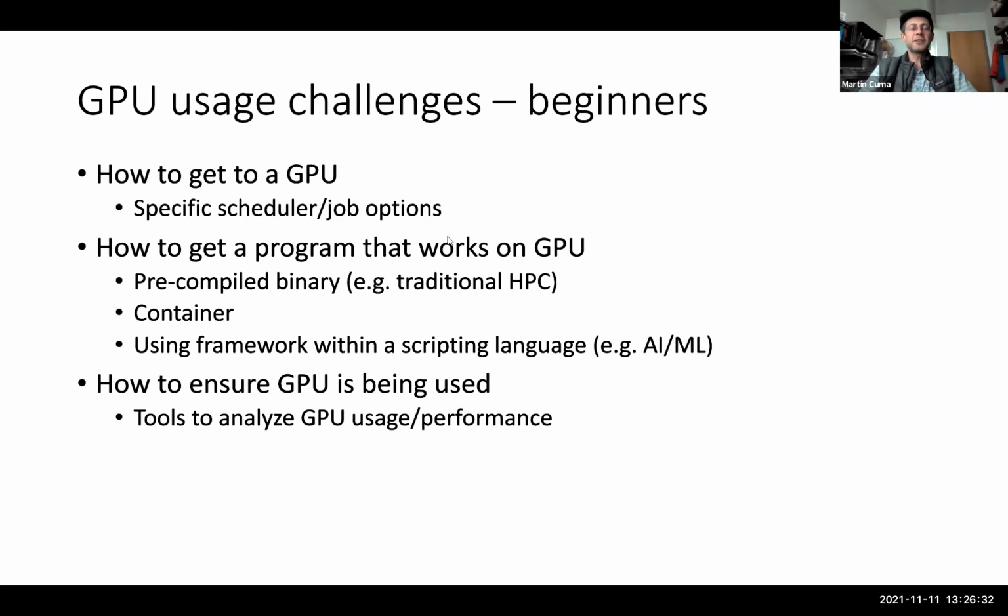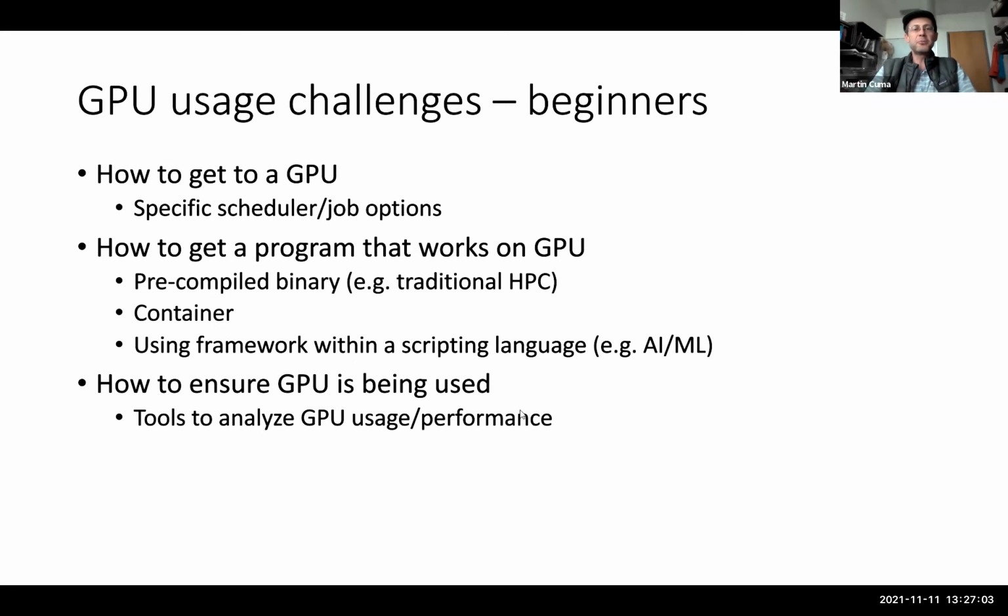Now, for the challenges that I see, and Asher, who is going to be our co-presenter, is going to be telling a little bit more details about it once I end, is how do we educate users how to ask for a GPU, because that can get a little bit more complicated than scheduling a normal CPU job. How do we get the program that works on a GPU, either us or the users? I've mentioned that in a previous slide: either the binary, container, or some kind of framework.